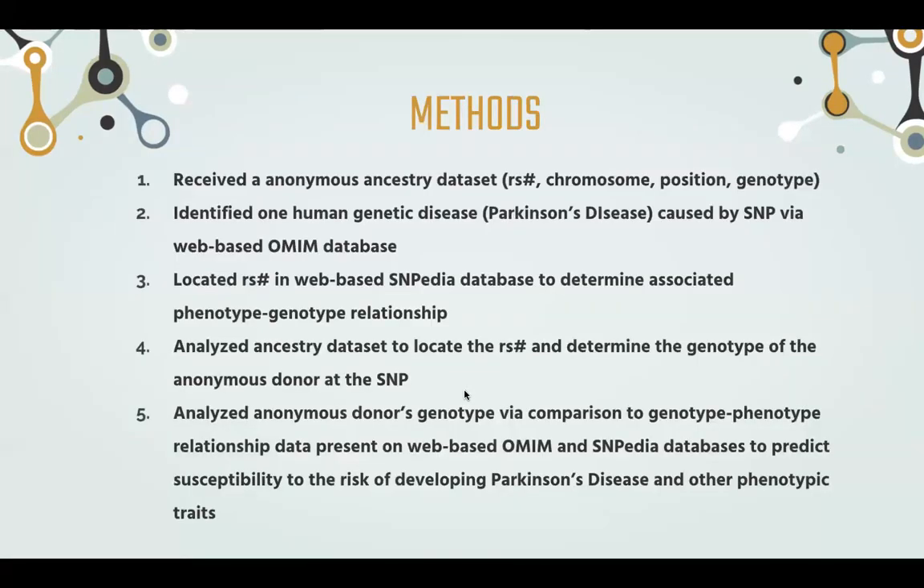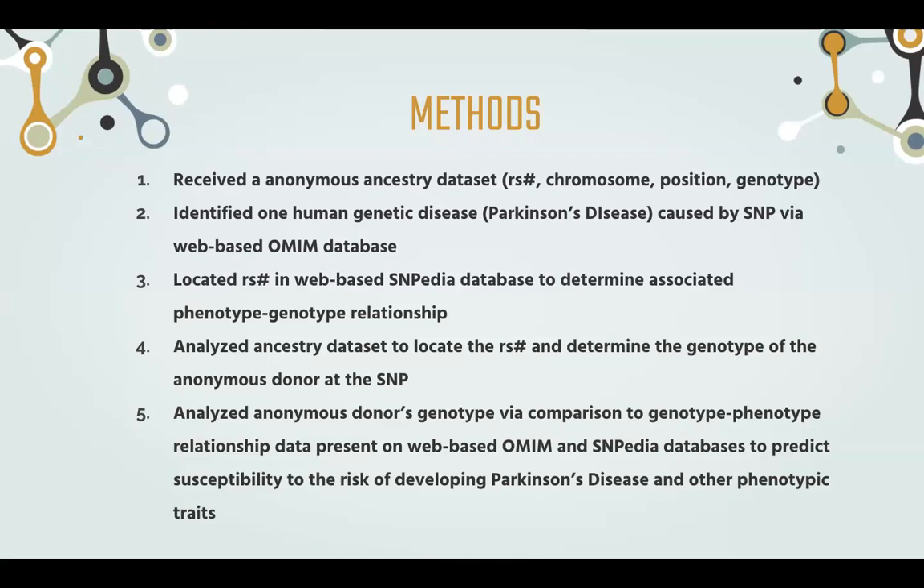So there were several studies that have examined the relationship between RS number and Parkinson's disease. To start off, they first received an anonymous ancestry data set, which included the RS number, the chromosome, the position, and genotype. Second, they identified one human genetic disease, which was Parkinson's disease caused by the SNP, via a web-based database, which was named OMIM.